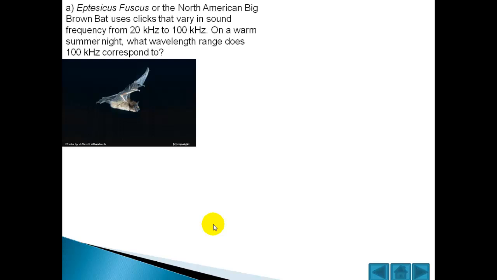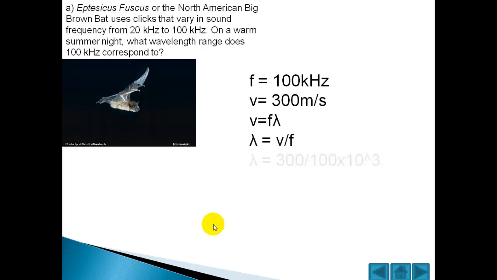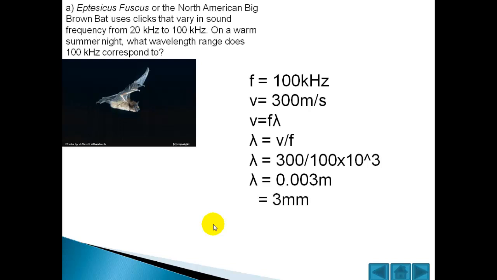Well, we know the frequency is 100 kilohertz. We know the velocity is 300 meters a second. And using the equation v is equal to f lambda, we rearrange to get the value for lambda, so the wavelength is 3 millimeters. This means it is able to see objects with sound which have a size of 3 millimeters.